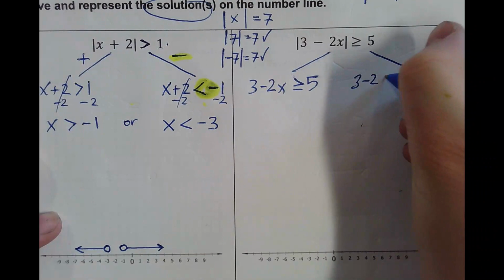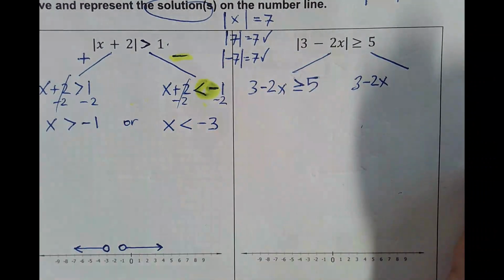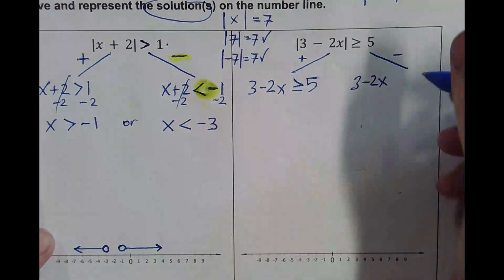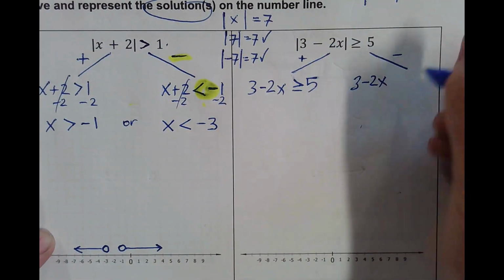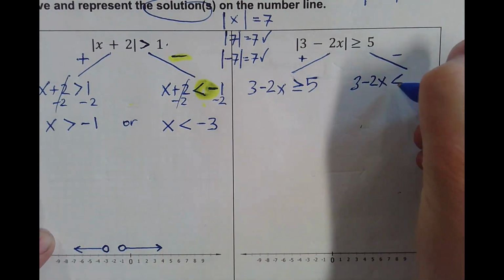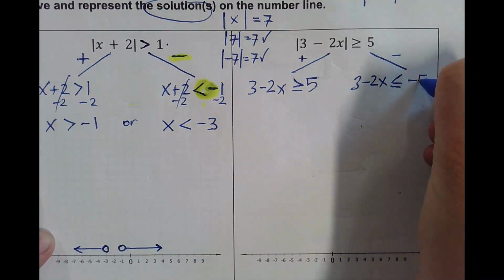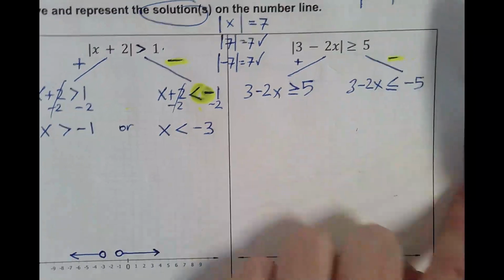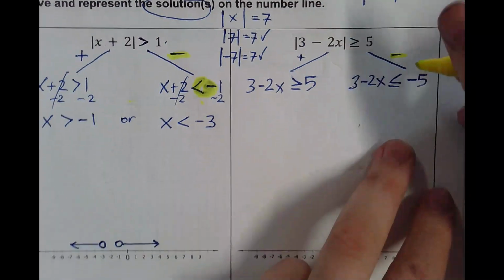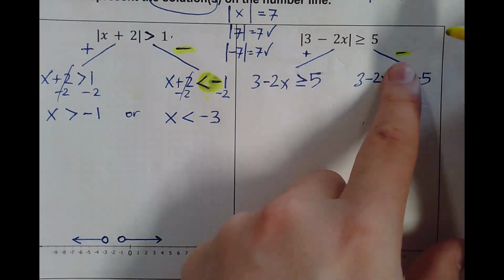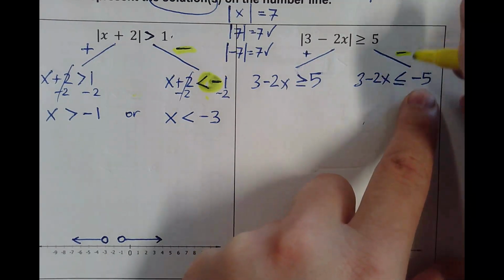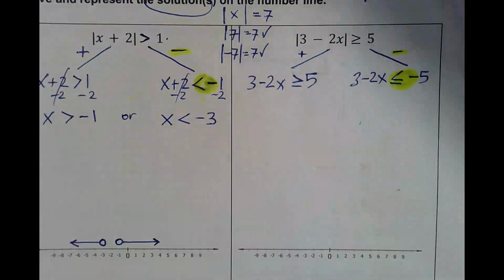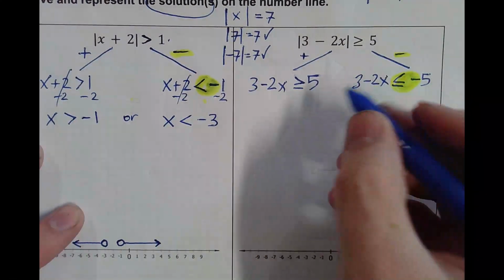3 minus 2x. Leave the left side the same. But the right side is where we need to flip the symbol, right? Did you flip the symbol? Greater than becomes less than, and the 5 becomes negative. Here's a little something special. If it was negative, it becomes positive, but if it's positive, it becomes negative. So in this case, we made the 5 into a -5. That's it. Let's solve it.